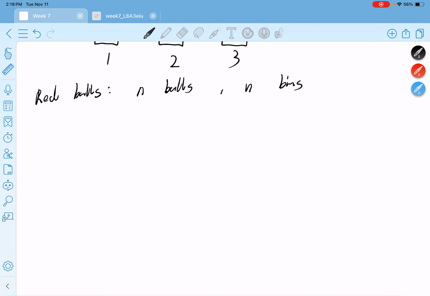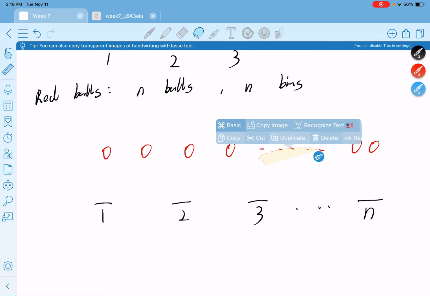Because the beans are distinguishable, we can label the beans as 1, 2, 3, all the way to n. And because the balls are indistinguishable, we can just place the balls in a row. We want to put the balls, and suppose there are n balls.